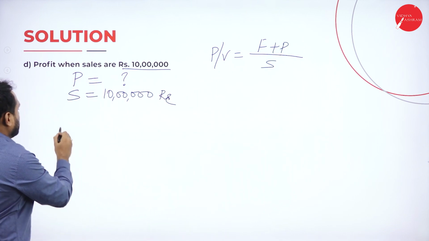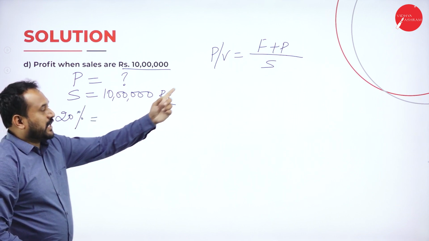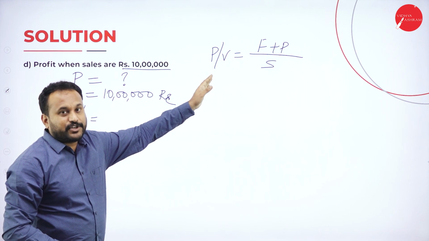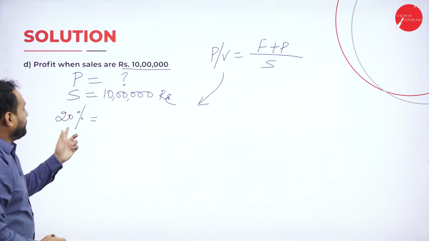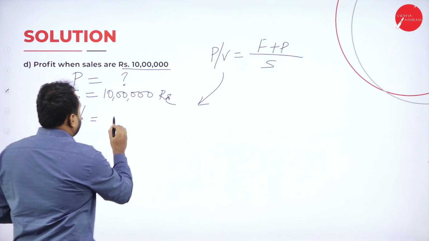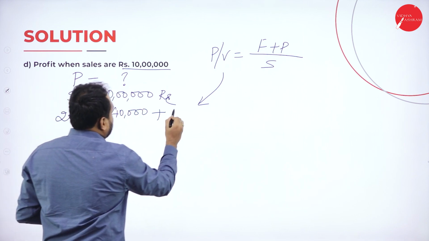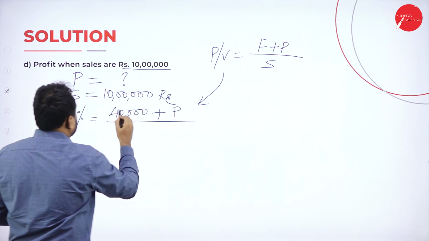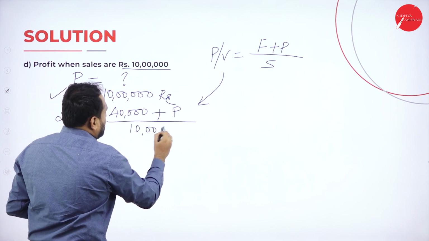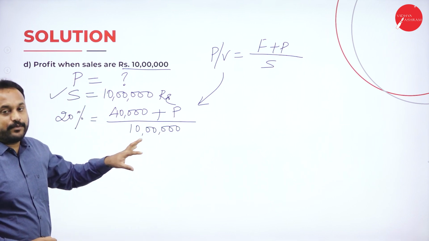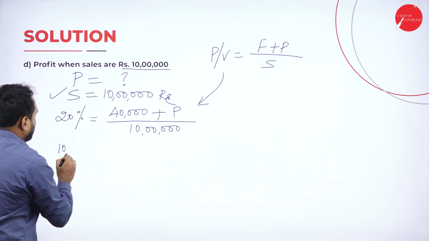Now PV we know, how much is it? 20% is equal to, now F is how much? This is what we are substituting here. Whatever it is, we are doing with it. PV is 20%. F we have found out, that is 40,000, plus profit, which they have not given, but they said that the sales is 10 lakh. So I'll write here 10 lakh. I'm just substituting what the formula says. Now here 10 lakh will go here.